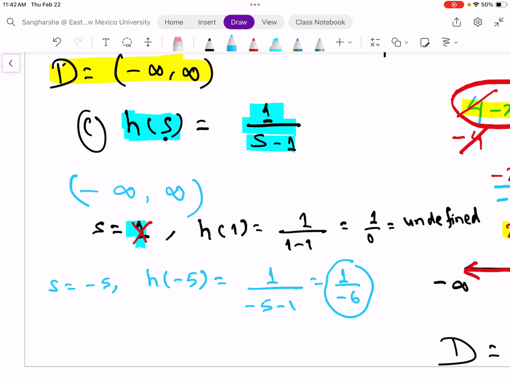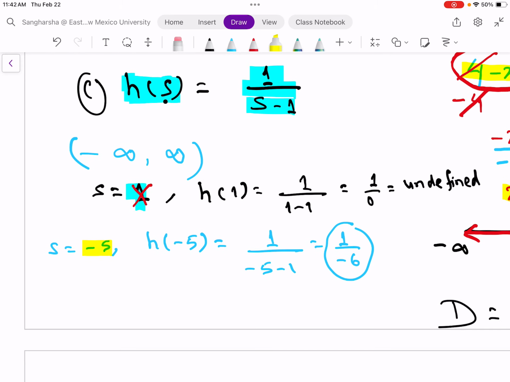So if you have a real number as your output, that means your input has to be in the domain. So negative 5 is in the domain. In this function, we can have any number other than 1. So every number other than 1 is in the domain. If you have a fraction as a function, then the number that makes your denominator equal to 0 is not in the domain, but any number which does not make the denominator equal to 0 is in the domain. In this case 1 makes the denominator equal to 0, so all real numbers other than 1 are in the domain.